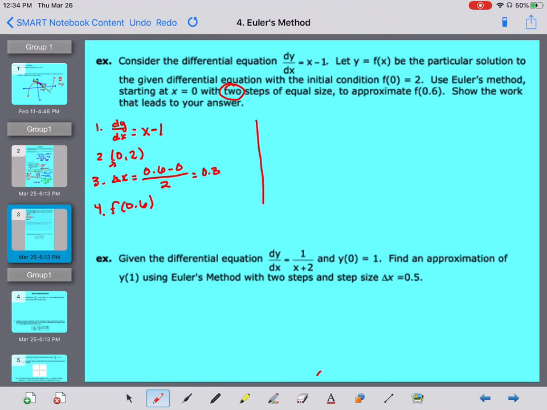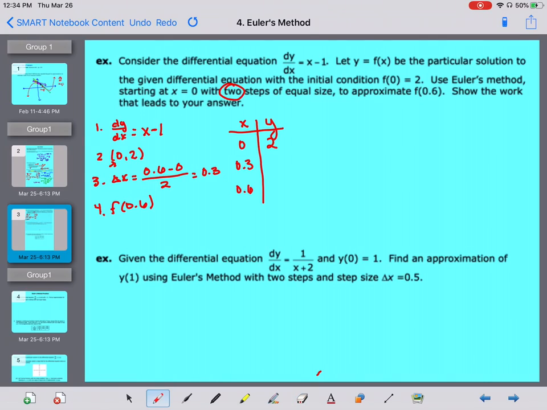So here is my table for this problem. X and y, our starting point is 0 and 2. If I add my change of x, I'm going to get 0.3. If I continue to add my change of x, I'm going to get 0.6, which is what I want to figure out. So there are my 2 steps.